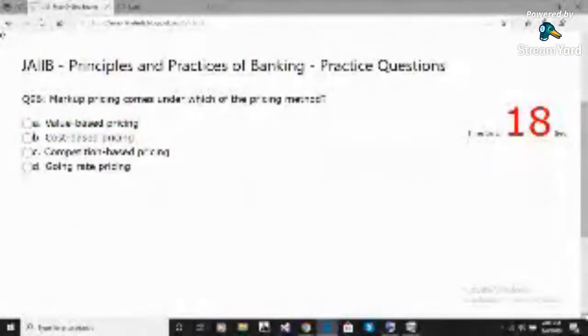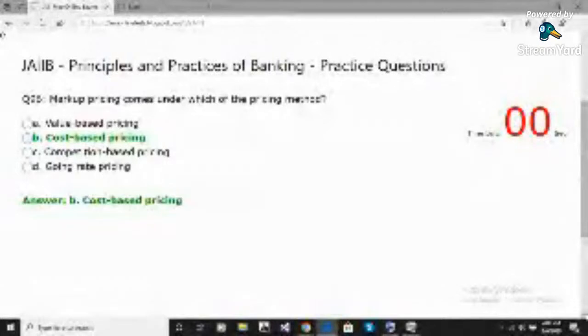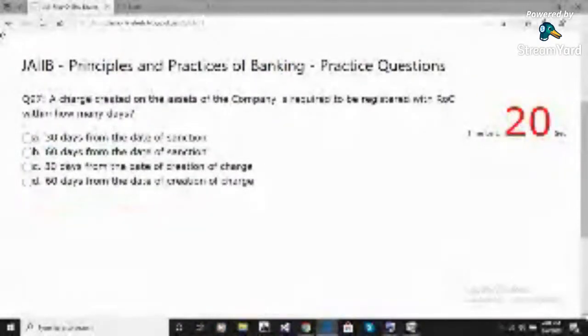Question 96. Markup pricing comes under which of the pricing method? Option A. Value-based pricing. Option B. Cost-based pricing. Option C. Competition-based pricing. Option D. Going rate pricing. Answer B. Cost-based pricing. Question 97.